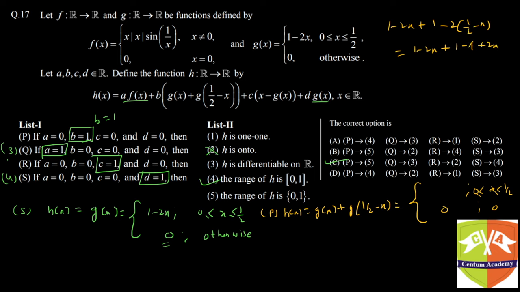So basically, what is happening is, this is g of half minus x, right? g of half minus x will be this one, 2 times half minus x. So 2x and 2x will get cancelled, 1 and minus 1 will get cancelled, only 1 will remain. So is this function always identically equal to 1? Let us see. Is it 1-1? No. Is it onto? No. Is it differentiable on R? Well, is that true?